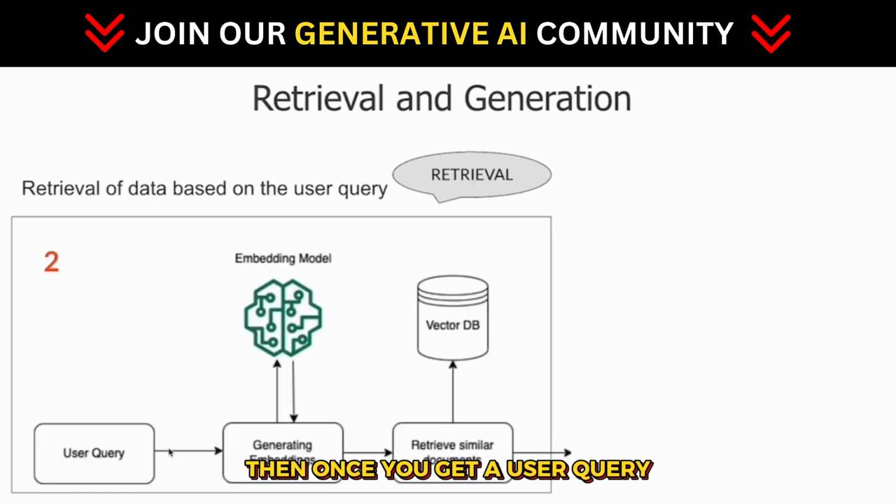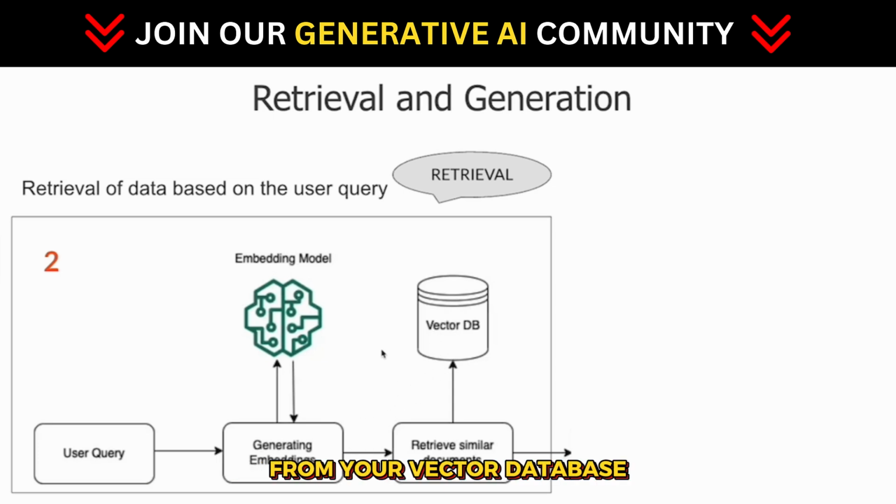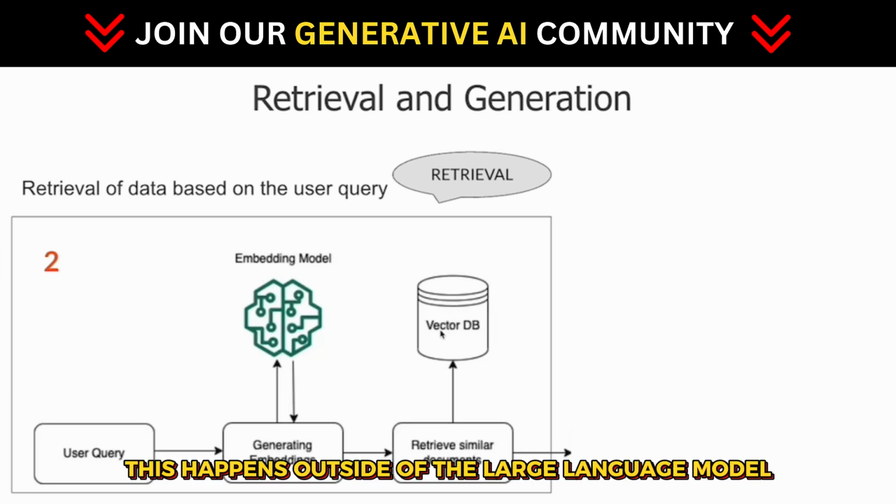Then, once you get a user query, you can embed the user query and then match it in your vector database to get the answers, or to get the similar vectors, from your vector database. This is the key retrieval step. This happens outside of the large language model.